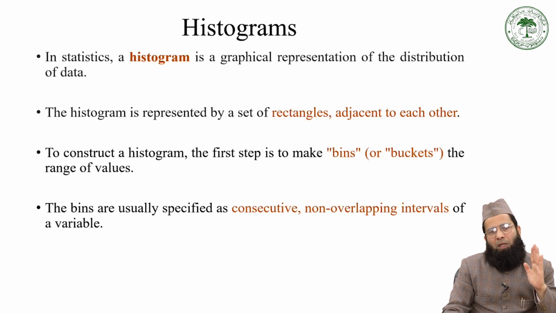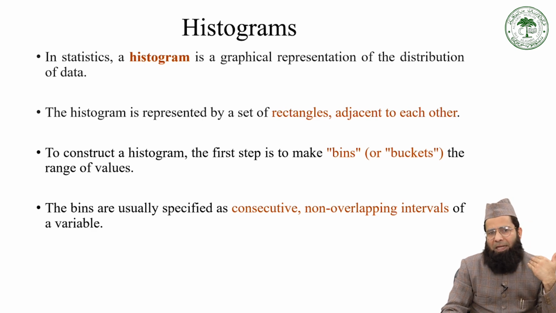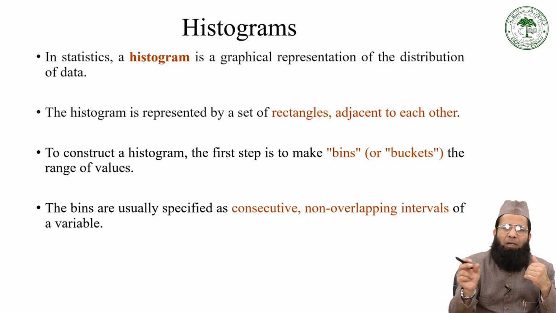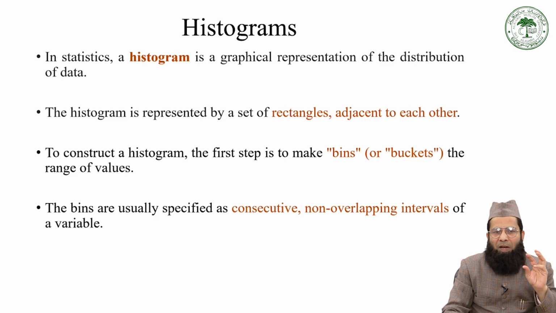Now we will focus on the histogram and its purpose. We had already discussed the histogram in descriptive statistics as well. In statistics, a histogram is a graphical representation of the distribution of the data. The histogram is represented by a set of rectangles adjacent to each other. Each rectangle is based on certain bins, and bins are buckets. The bins are usually specified as consecutive non-overlapping intervals of a variable. It is a very important statistical concept as far as descriptive statistics are concerned.